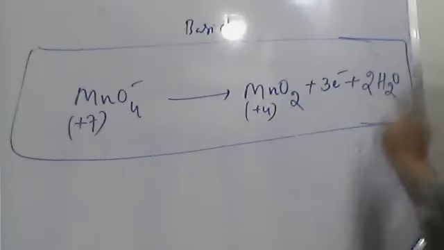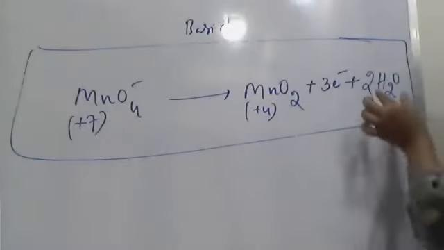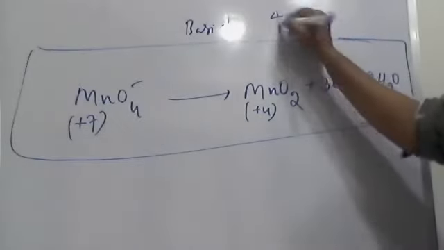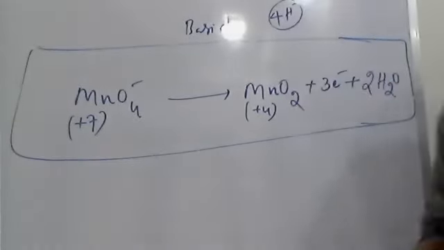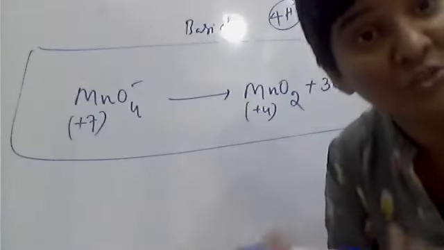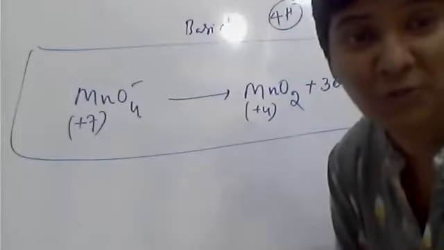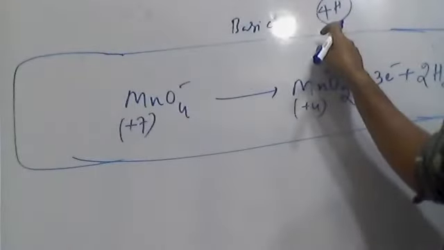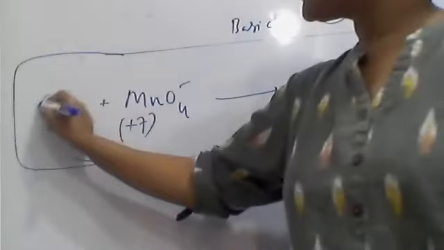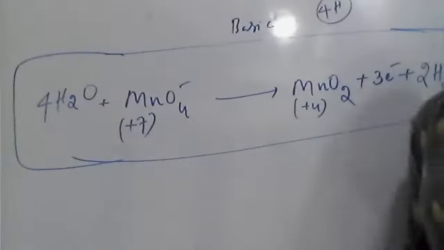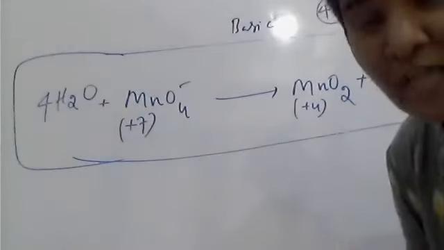2 oxidant, 2 oxidant. But what happened? Due to addition of 2 H2O, 2 2s are 4. 4 hydrogens are increased. So, for balancing hydrogens also, you have to add H2O in basic medium. See here beta, you need 4H, therefore add 4H2O here. But due to addition of 4H2O, what happened?